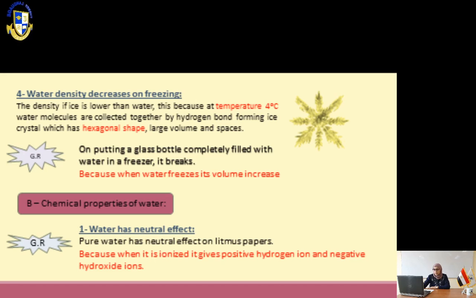This is because the temperature is less than 4 degrees. The water molecules are connected to each other by bond which is called hydrogen bond, and take the shape of ice crystal as shown here and have a hexagonal shape. What is the shape? It takes the hexagonal shape with large volume and space. Now give reason. On putting a glass bottle completely filled with water in a freezer, what will happen? It will break because when water freezes, the volume increases.